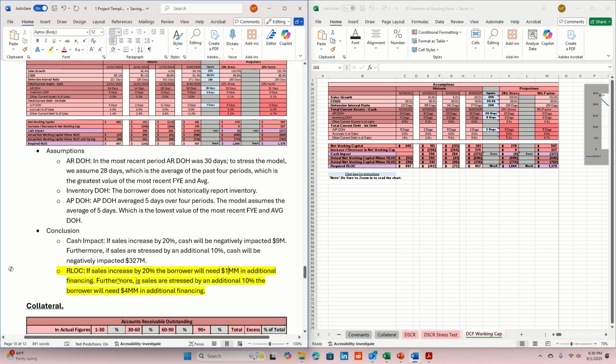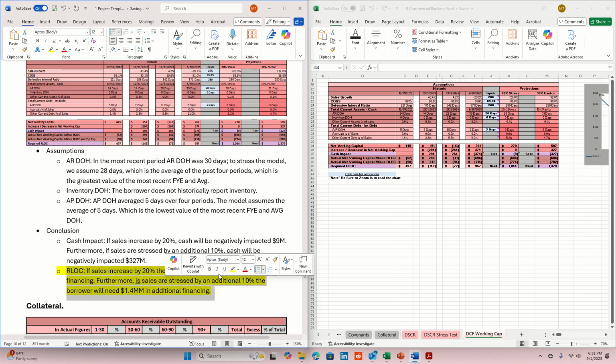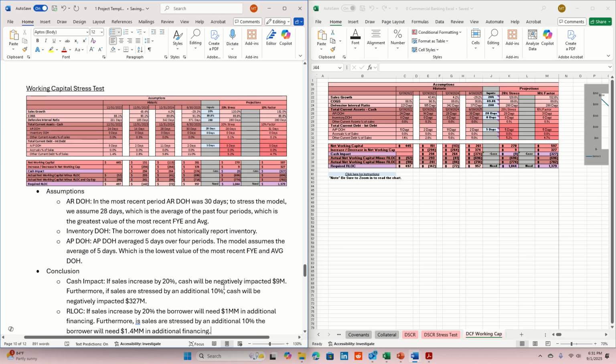In additional financing. Furthermore, if sales are stressed by an additional 10%, the borrower will need... no, mine says they're going to need $1.379 million. So we can round that to $1.4 million in additional financing. And again, we got that from the lowest row where it says required revolving line of credit in purple. And then it has this right here, and then it has this. Okay, and that's how you do the working capital.